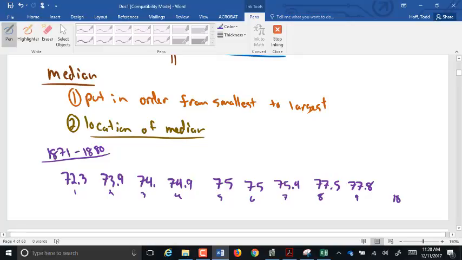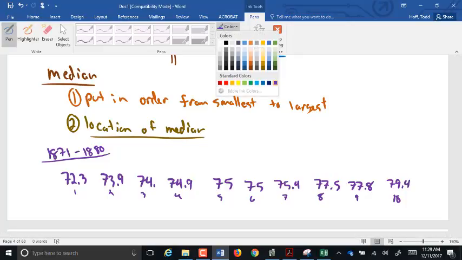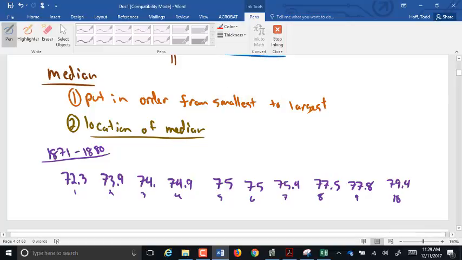And 79.4. So those are the temperatures put in order from smallest to largest. Now with a small data set like this to find the median, we could actually just cross off the smallest and the largest and work our way into the middle. So as we cross off the smallest and the largest, one of two things will happen.